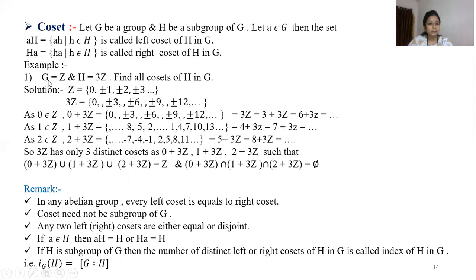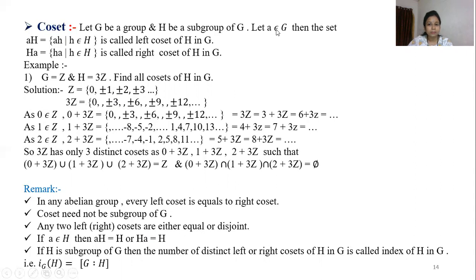Consider one example. Suppose G is Z and H is 3Z. 3Z is a subgroup of Z. We saw on the previous slide that each mZ, with m greater than or equal to 0, is a subgroup of Z. Find all cosets of H in G. Here G is Z and H is 3Z. 3Z means simply multiply each element of Z by 3. 3 into 0 is 0, 3 into 1 is 3, 3 into minus 1 is minus 3, 3 into 2 is 6, 3 into minus 2 is minus 6. So 3Z contains the multiples of 3: 0, plus or minus 3, plus or minus 6, plus or minus 9, and so on.